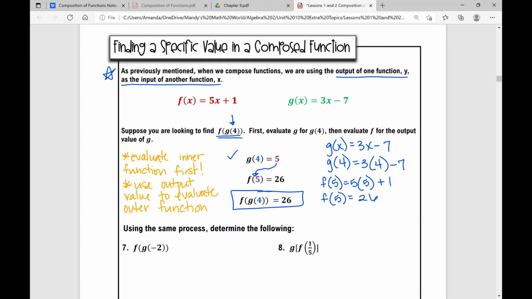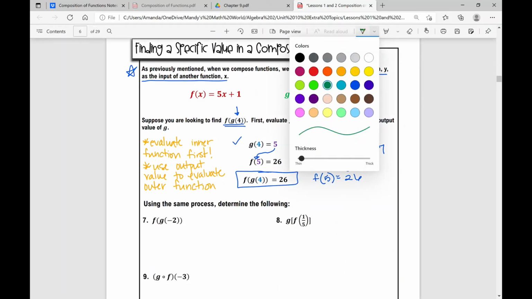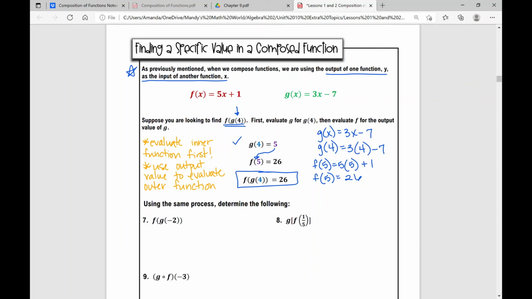So we're going to use the same process to determine the following. Number 7 says f of g of negative 2. So the first thing that we're going to do is find g of negative 2. What is g of negative 2? G of negative 2, and I'm going to write this out, is 3 times negative 2 minus 7. 3 times negative 2 is negative 6. Negative 6 minus 7 is negative 13. Therefore, g of negative 2 is negative 13.